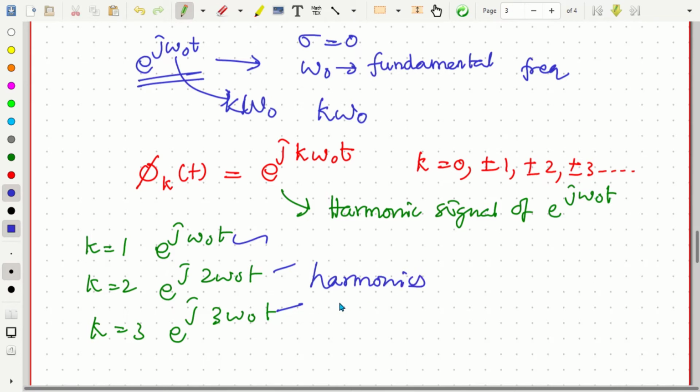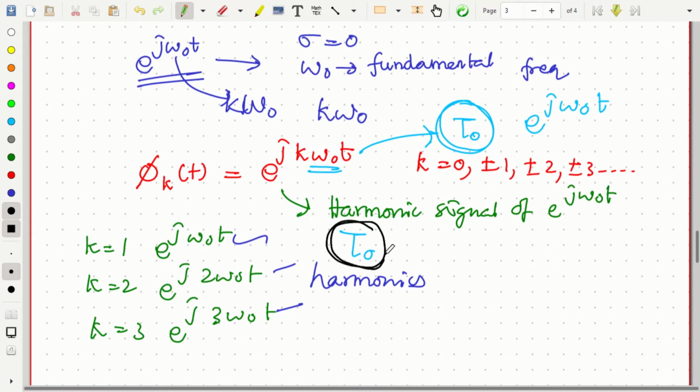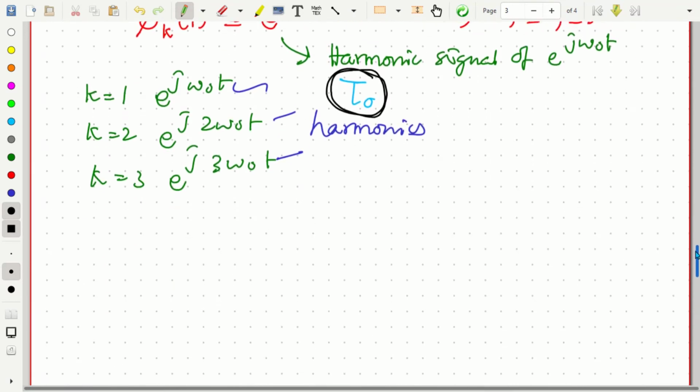You have to keep another idea in your mind: if t0 is the fundamental period of the fundamental signal e power j omega 0 t, then all the harmonics will be periodic with respect to t0, because each will start and end within this t0. You have to keep this idea in mind.